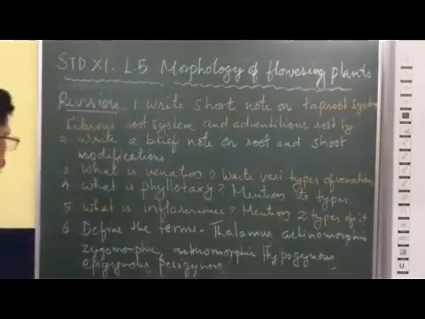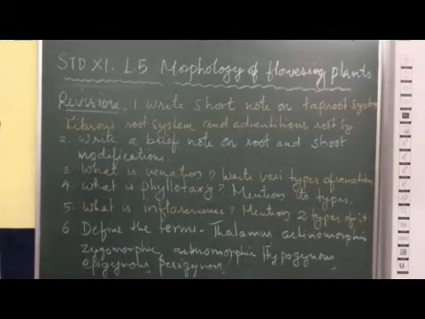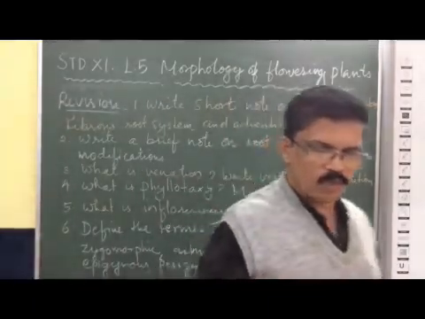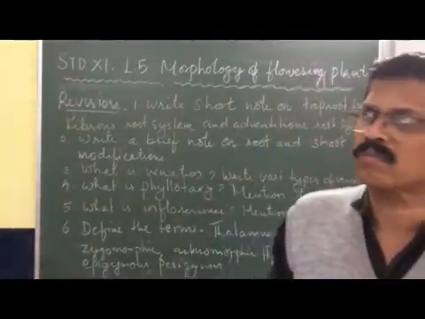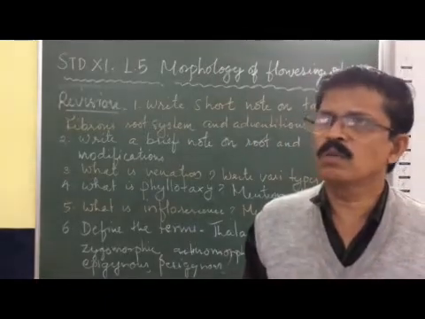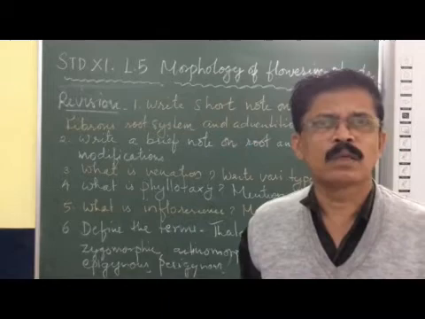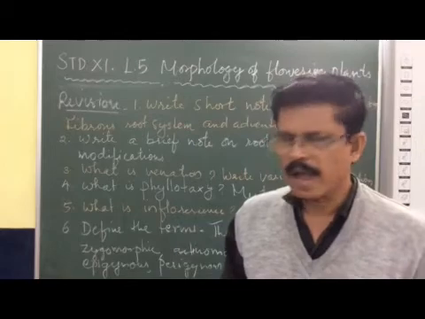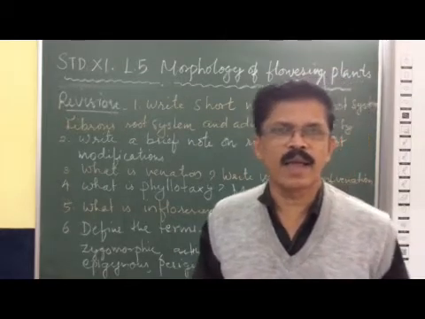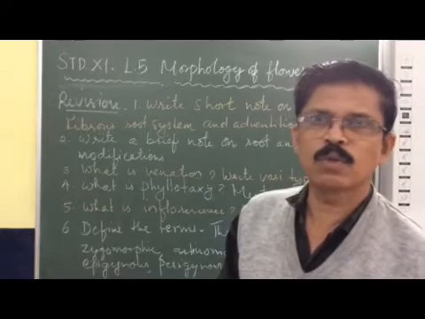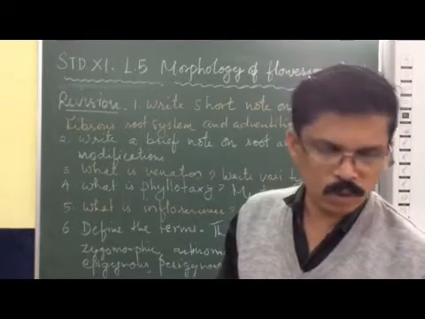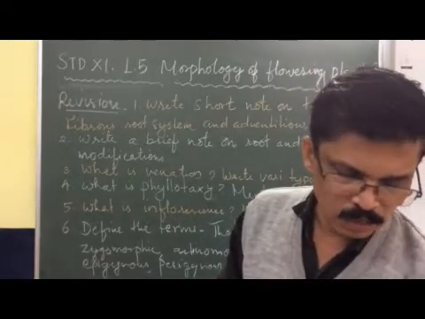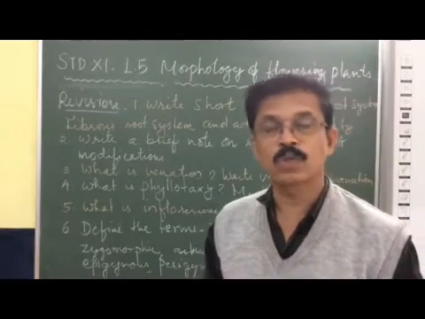So you go to the second question. Write a brief note on root and shoot modifications. Root modifications, we have already seen many. For example, carrot, radish and beetroot are root modifications for storage of food.